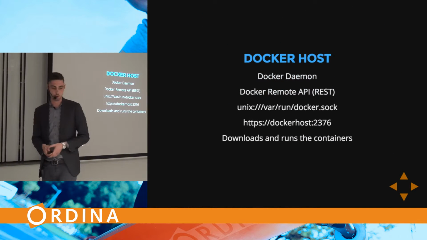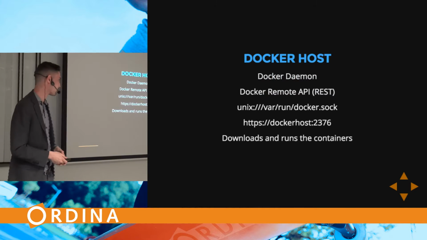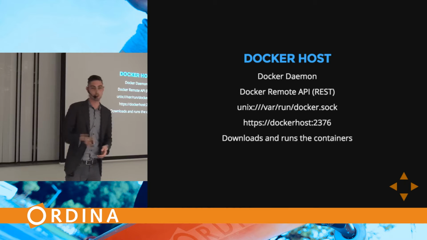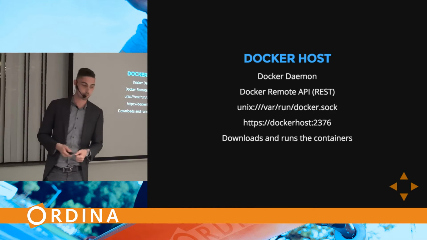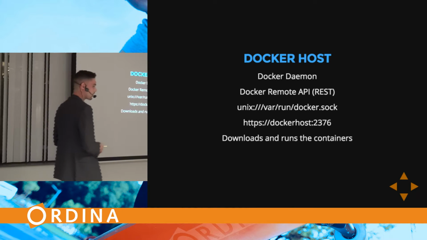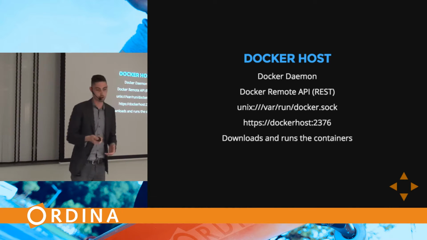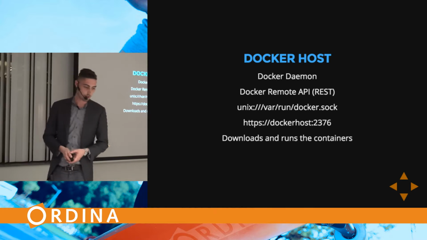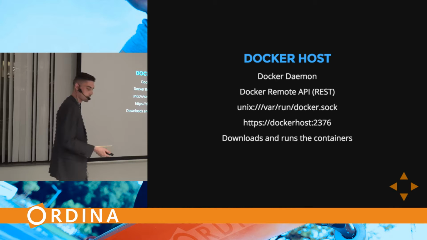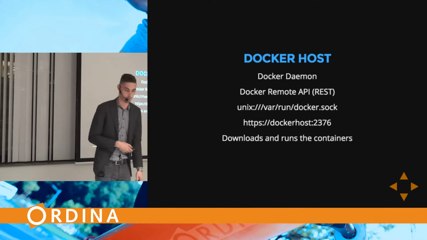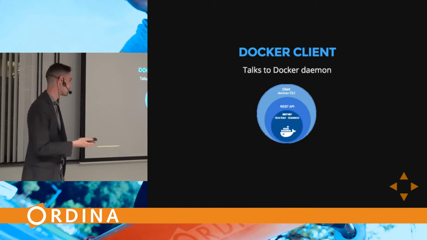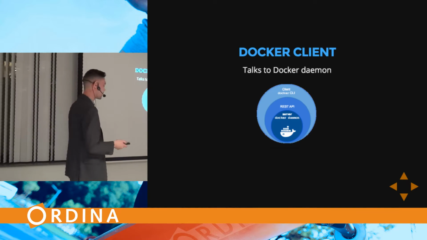So the Docker host, let's go by the components one by one. Docker host contains the daemon. It can be talked to by the client by a remote API, RESTful service. And it can be talked to through a socket or through HTTP. And it downloads and runs the container. So that's what it does. So if you run a container, it's on a Docker host. Docker client, this is you, just talks to the daemon on the server.